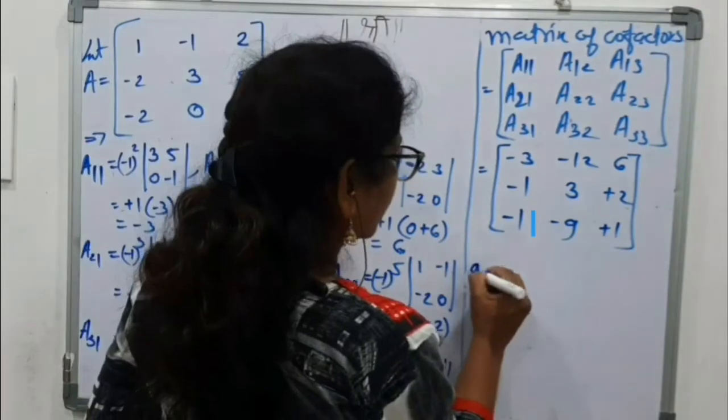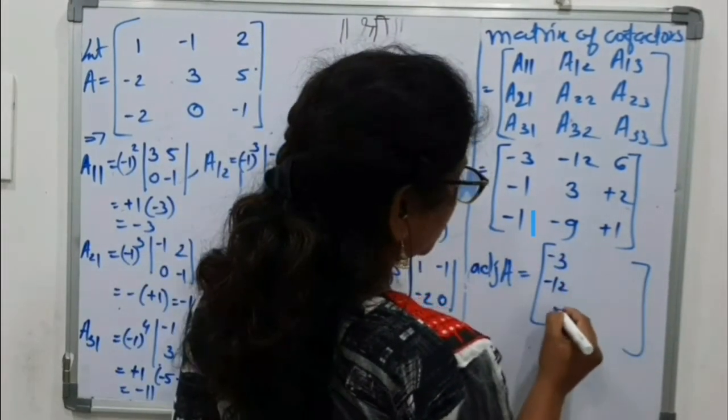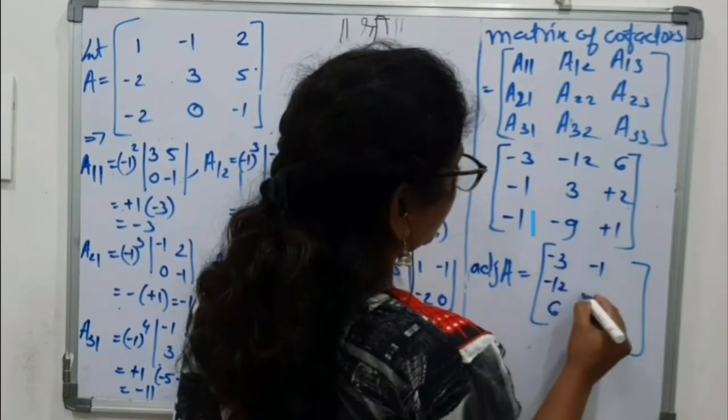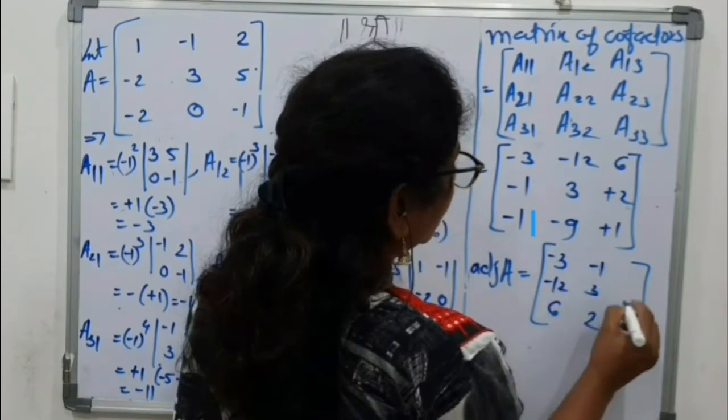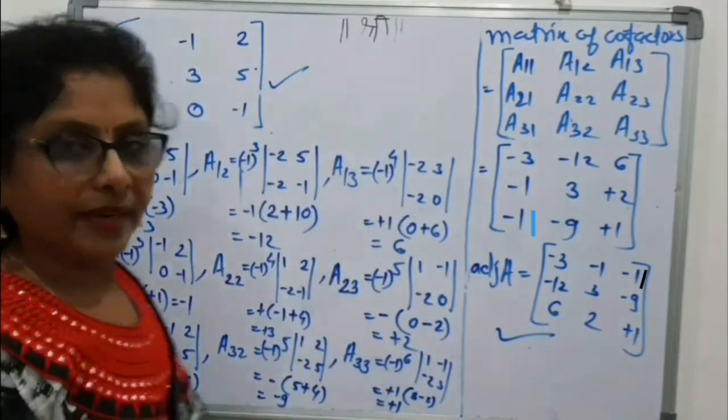Now we will write the adjoint of A simply. The first row is -3, -12, 6. The second row is -1, 3, 2. The third row is -11, -9, plus 1. So this is the adjoint of the given matrix.